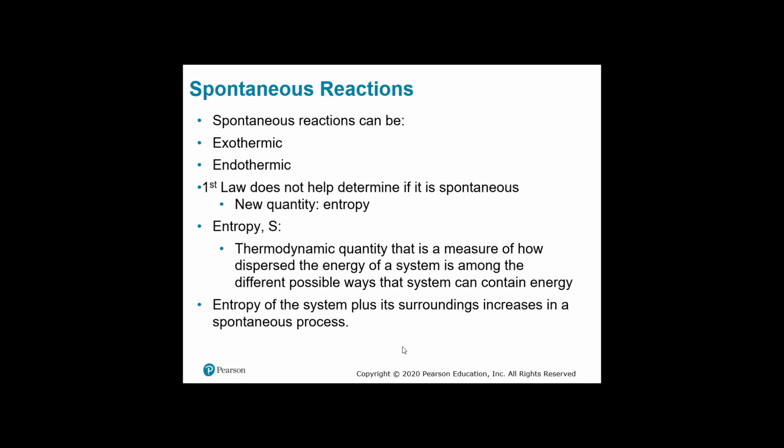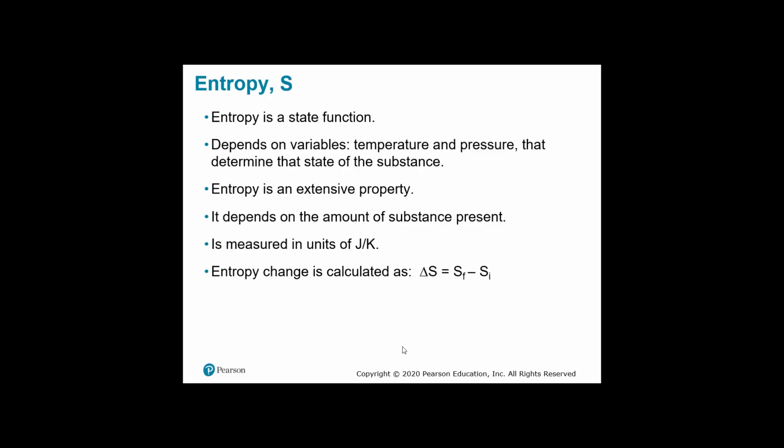And how many different ways can that energy be spread out? That's the states that we're going to talk about in a little bit. Entropy of the system plus the surroundings increases in a spontaneous process. Because if there's entropy in one part and it goes into the other part, meaning the surroundings, we have now increased disorder in both the surroundings and the system.